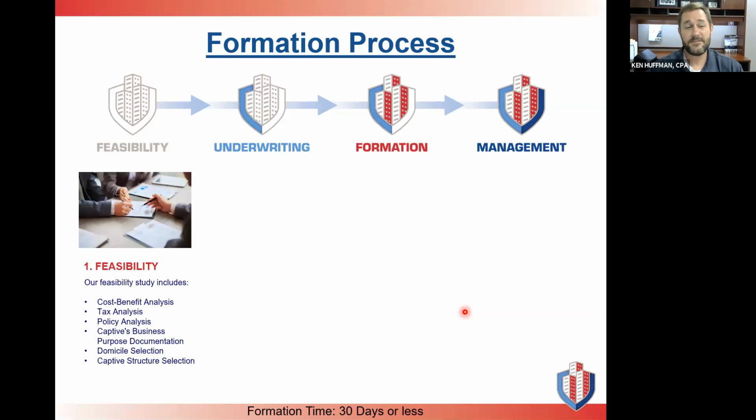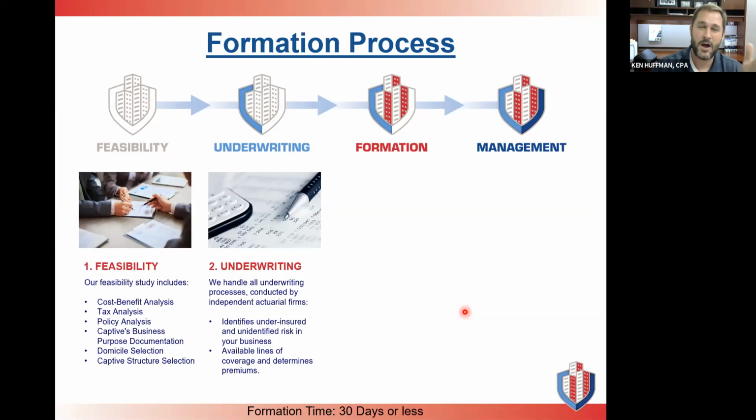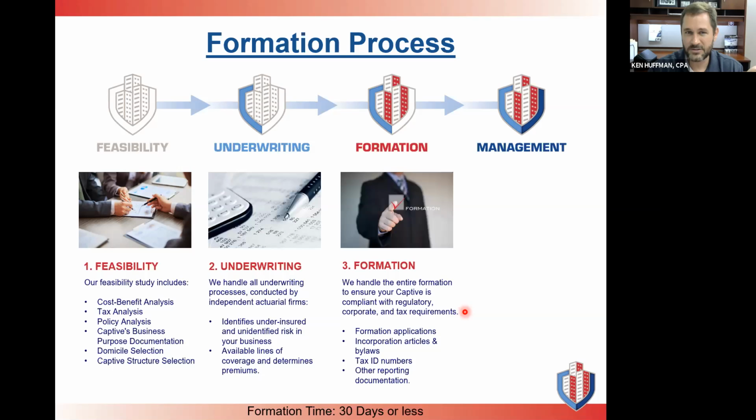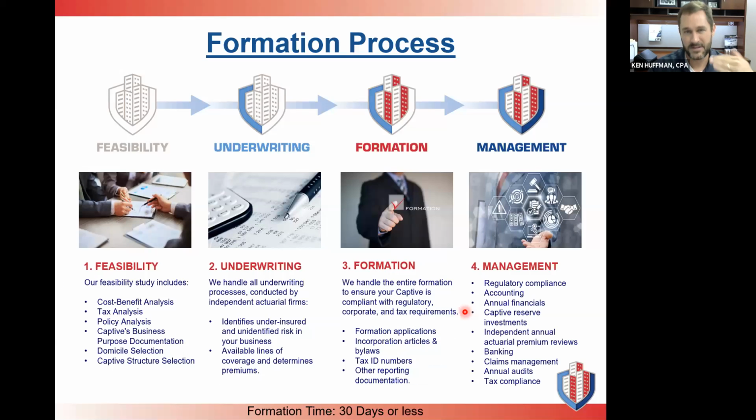Formation process: it starts with a feasibility study. We do that at no cost to you. If you have a client with a business, it's just a one-page form, and we're going to send you something to see whether it makes sense for them. We want it to make sense for the client. If it does, we then have a third-party independent underwriter look at your business and see how much risk you have and what policies would apply to you. At that point, the business owner can choose what policies they want. We then form the captive insurance company for the business owner, and then we manage the captive insurance company for the business owner.